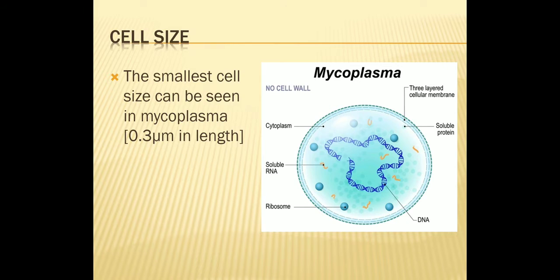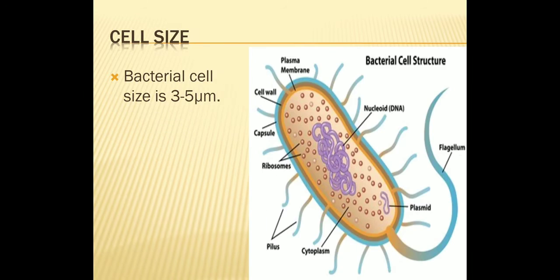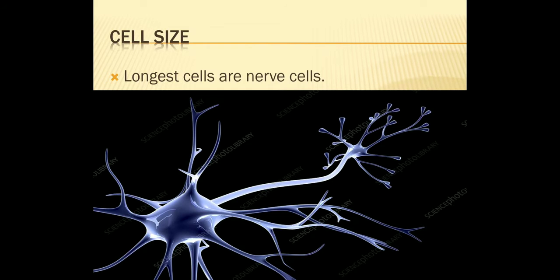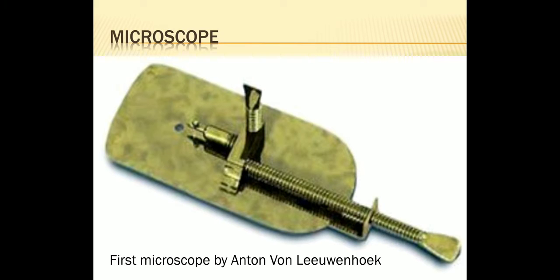The smallest cell is Mycoplasma, and the size is about 0.3 micrometer in length. Bacterial cell size is 3 to 5 micrometer, while the largest cell is seen in the ostrich egg, which is nearly 15 centimeter. Longest cells are nerve cells. Now coming towards the next part, that is the microscope.